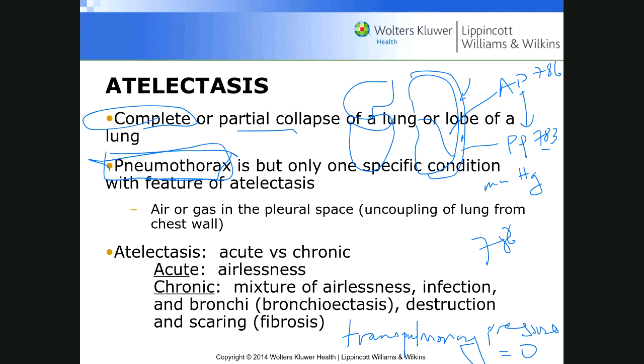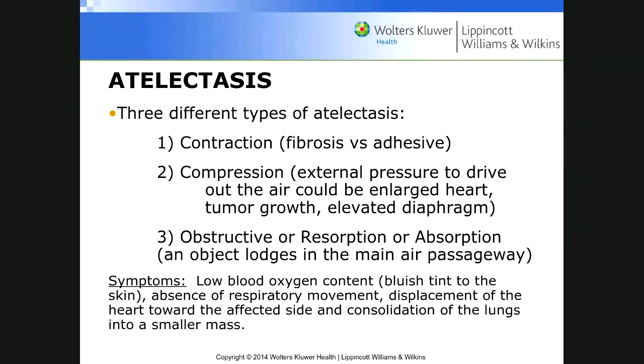There are several causes of atelectasis. You can see here, there are three types: contraction, compression, or obstruction. Contraction is something holding the lung, like adhesive things, maybe scarring, so that it prevents it from being fully inflated, right? That's a different mechanism from no transpulmonary pressure. No transpulmonary pressure is pneumothorax, but this is contraction atelectasis.